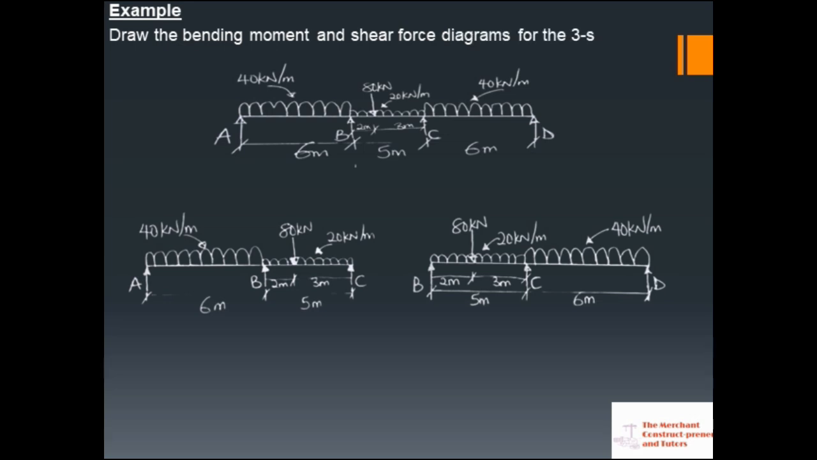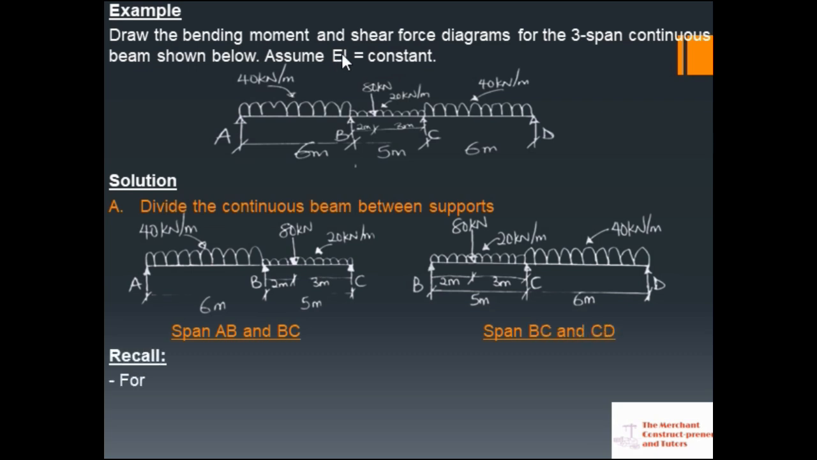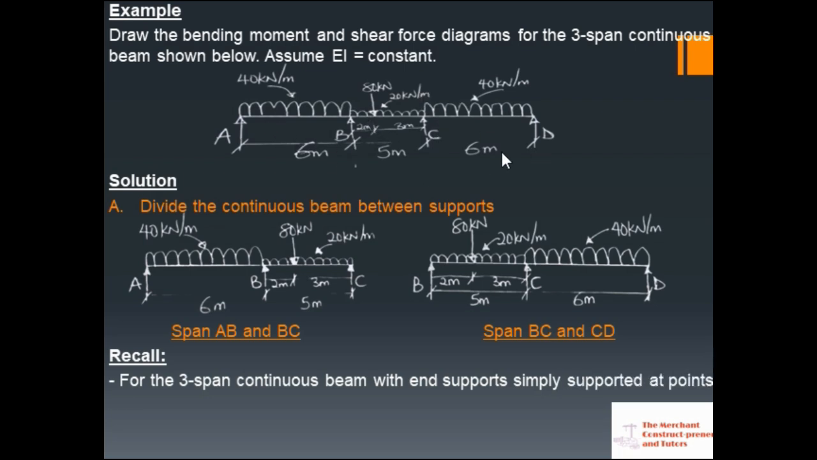In this example, we are considering this span. Draw the bending moment and shear force diagram for the 3-span continuous beam shown below. Assume EI is constant. E is the modulus of elasticity, I is the moment of inertia. This is what was given to us, A, B, C, D: 3 spans, 4 supports.